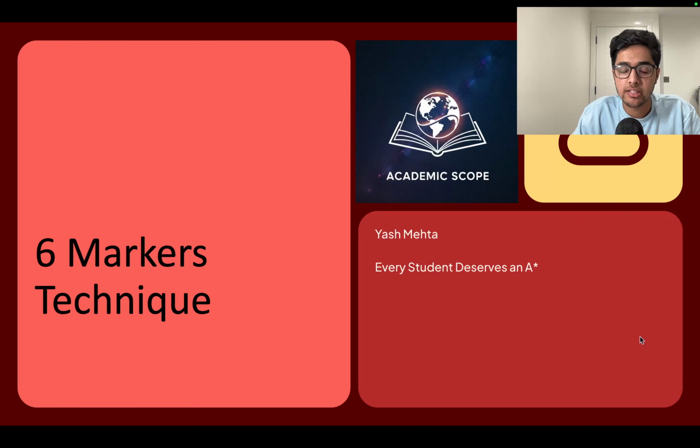Today we're covering the technique for 6 markers in GCSE economics. There are 6 markers per paper, and out of the 2 papers, this makes up 72 marks. If you do not do well in these 6 markers, it is impossible to get that grade 9. So today I'm going to cover every aspect of them. Some of them have been covered in the previous videos. Today we're going to focus on using case studies for application marks.